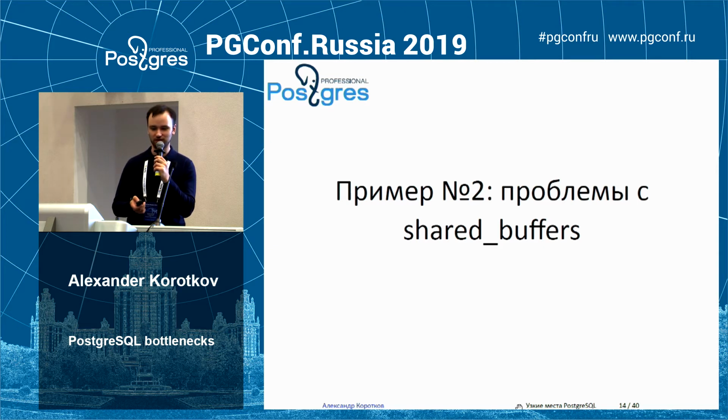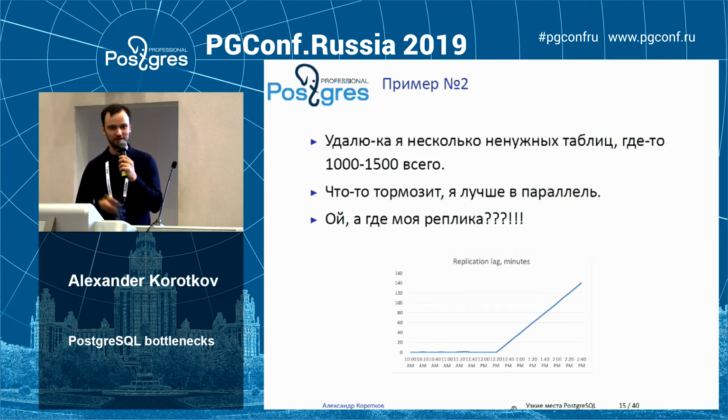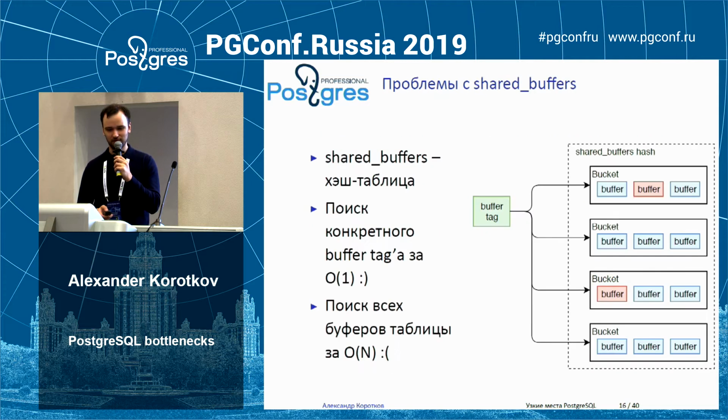The next example, problems that appear with shared buffers. There's a live case. We got a lot of useless tables, and so the DBA decided to delete them. Just about 1,000 or 1,500 tables. So we started deleting them, but actually it deletes too slowly from the master. So let's use 20 or 30 parallel deletes. So the master deleted everything, but something terrible happened with the replica. Replication lag started growing linearly, and the replica was not actually moving anywhere.